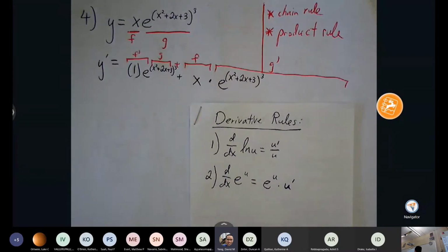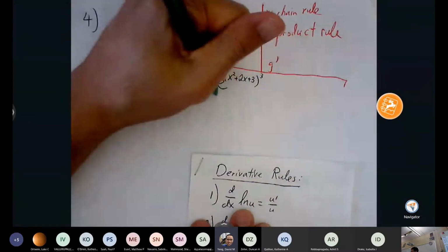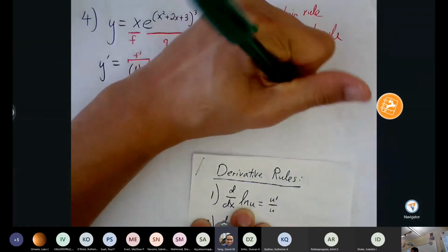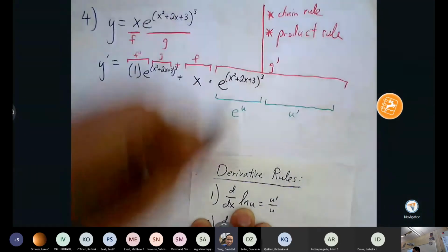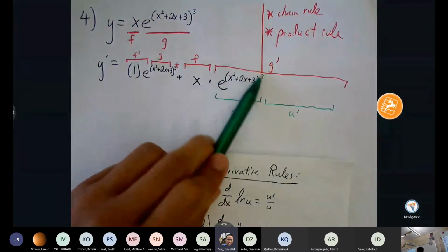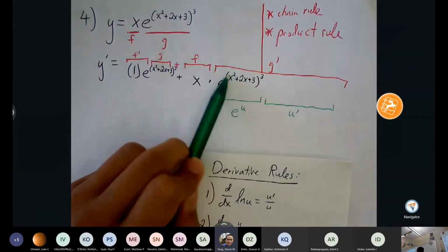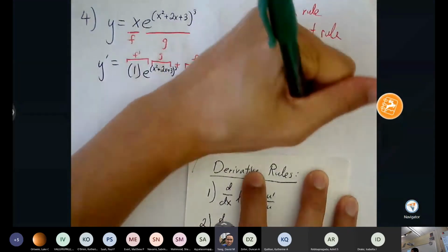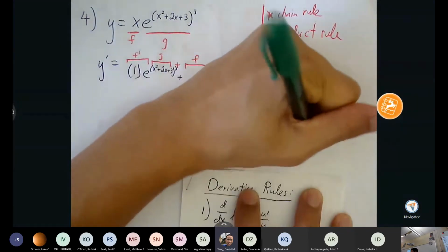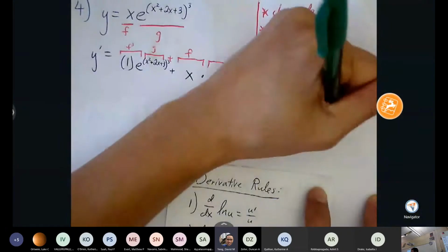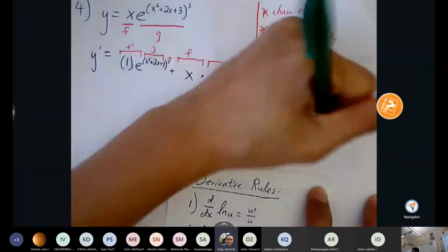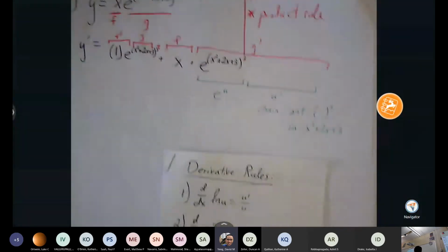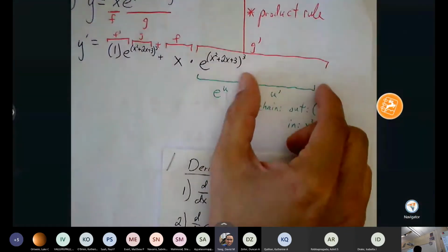Okay, let me spell out what we have so far. We have the e to the u, which is part of our derivative. But now we also need a u prime, right? And u prime is this entire exponent, and this is where we have to involve what? Chain rule, right? So there's a chain rule part here. That means there's an outside portion and an inside portion. Outside is my parentheses cubed. Inside is the x squared plus 2x plus 3. We'll take that whole derivative, and that's going to go in this space here.